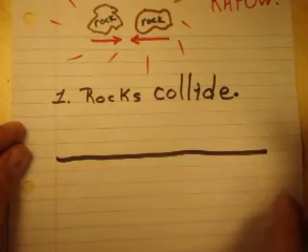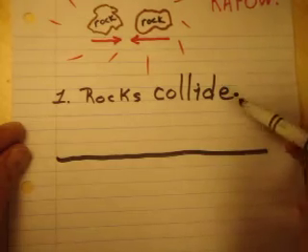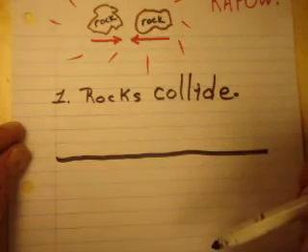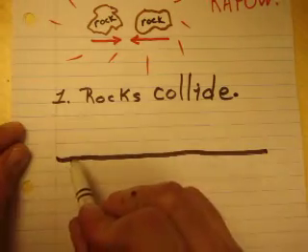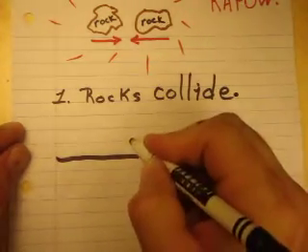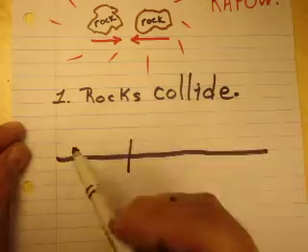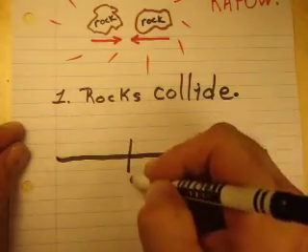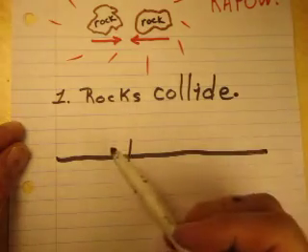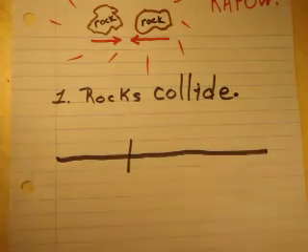Now, we know that simple sentences have to have a subject and a predicate, and we need to separate that with a vertical line. I go over about a third because my subjects usually take up less space than my predicates. So you draw a vertical line that separates the subject from the predicate.